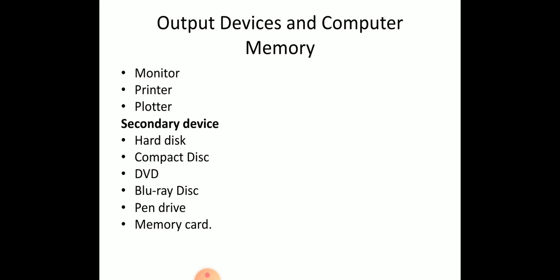So in today's class we saw all about the output devices and computer memory. Output devices are monitor, printer and plotter, right? And secondary devices: hard disk, compact disk, DVD, Blu-ray disc, pen drive and memory card.